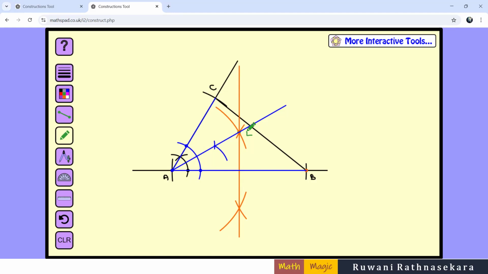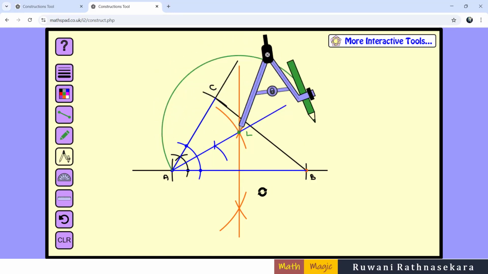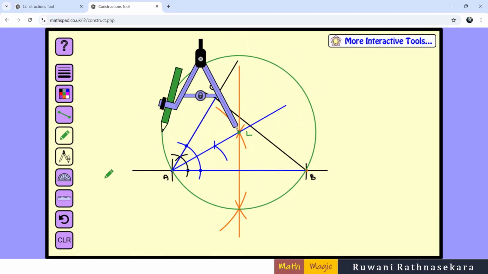With the center L and the radius LA. Since L is going to be the center, you must place the metal tip at L. As LA is going to be the radius, measure the LA gap with the pair of compasses and draw the circle. Then you must get this outcome, right? Where the circle passes through points A and B. Right? If you got this outcome, you can have the total mark for the constructions question.